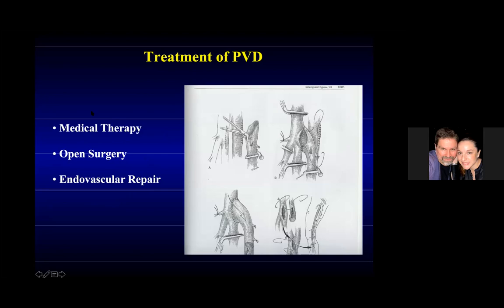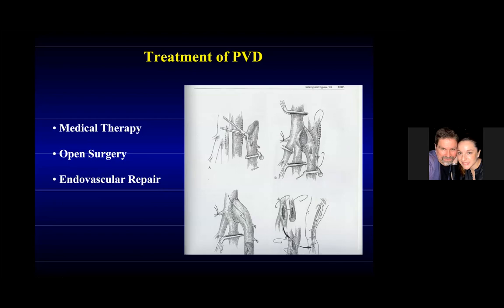So the treatment of PVD, again, medical therapy is first line. Open surgery is an option, and then endovascular repair. The controversy of open surgery versus endovascular surgery depends on the criteria of each physician and also the level of comfort. As a vascular surgeon, if I have a patient that's relatively young and has good targets, both inflow and outflow, then I may select to do a bypass surgery.